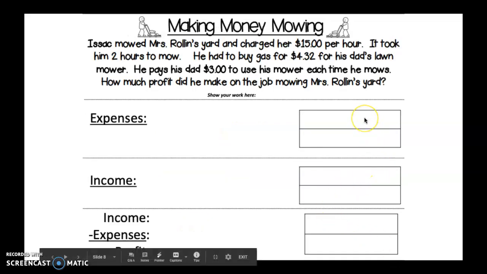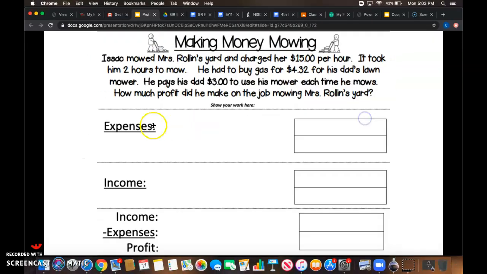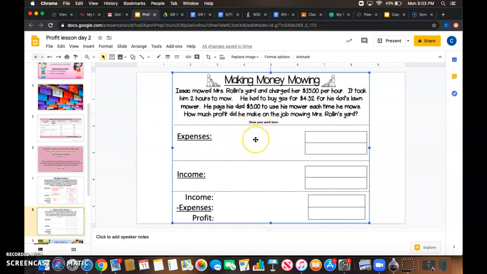So this one is for you guys to fill in. So what you are going to do on here, in order to type on it, the question says Isaac mowed Mrs. Rollins' yard and charged her $15 per hour. It took him 2 hours to mow. He had to buy gas for $4.32 for his dad's lawnmower. He pays his dad $3 to use his mower each time he mows. How much profit did he make for the job mowing Mrs. Rollins' yard?